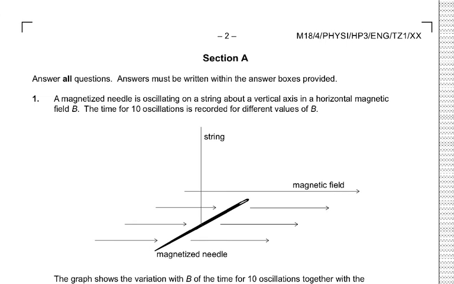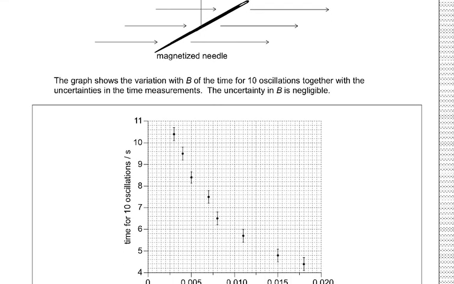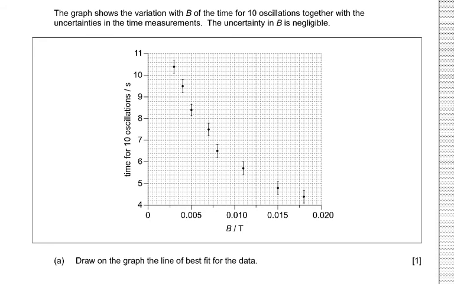Here we have the first question, and it makes reference to a magnetized needle that is oscillating in a magnetic field. It tells us that the time for 10 oscillations is recorded. We have a graph of that time for 10 oscillations as the dependent variable, and the independent variable set by the experimenter is the magnetic field measured in Tesla. We have some data points with error bars, and it says that the uncertainty in the magnetic field strength is negligible, so the error bars do not show.